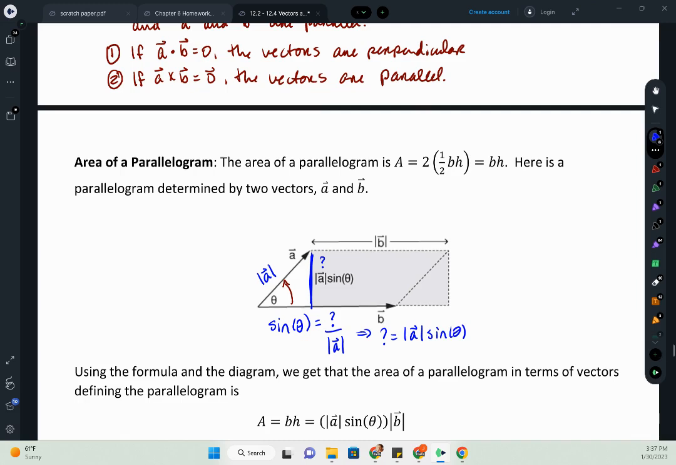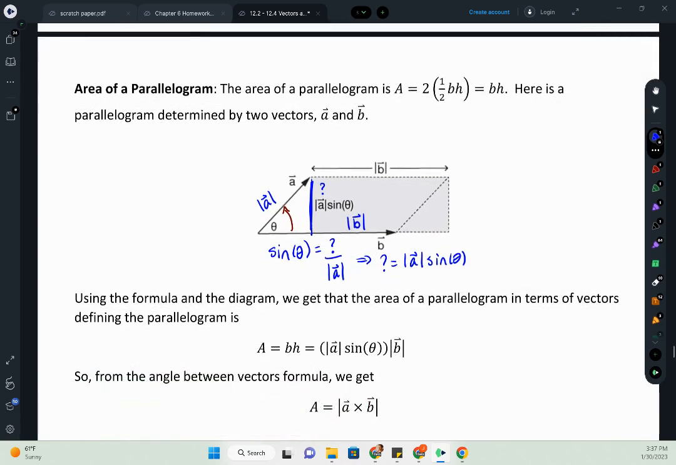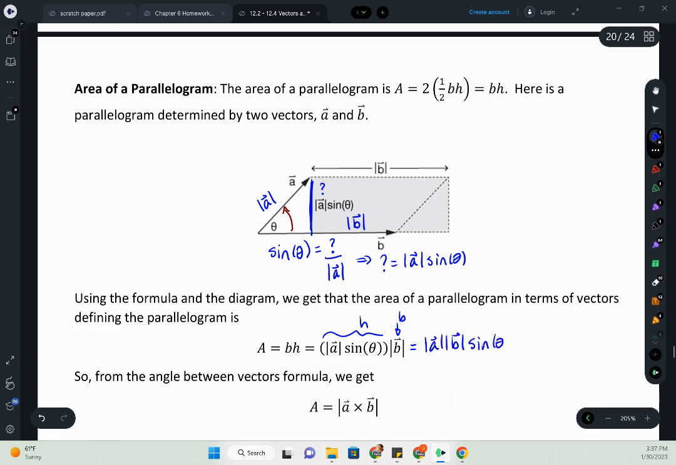That's going to give us the height of our parallelogram. And then the base is just going to be the magnitude of the B vector, since the B vector is forming the base of the parallelogram. And so that's how we get that the area is equal to base times height. And the way this is written is this is actually the height, and then this is the base. And we can reorganize these to be the magnitude of A times the magnitude of B times sine of the angle in between A and B.